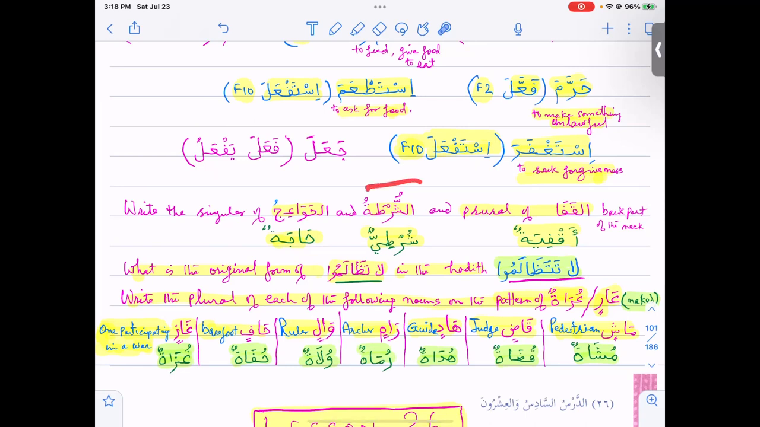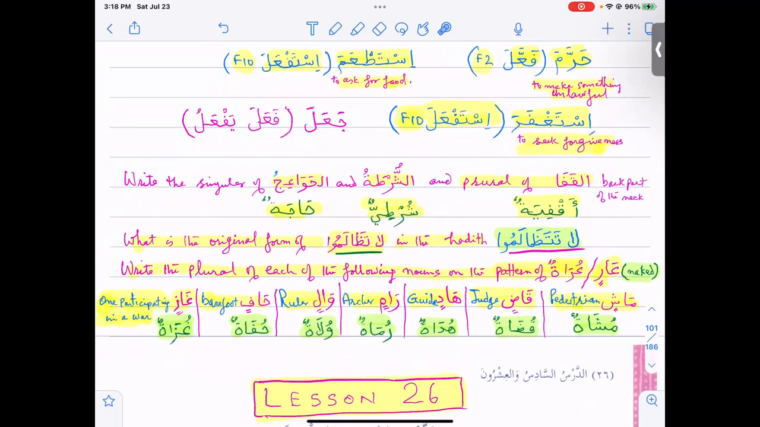Shurtatun is a plural. Policemen. Shurtiyun, one police officer. And the plural of Al-Kafa, the back part of the neck, Akfiyatun. Don't worry, brother. You will not need this again. Maybe sometimes. Here is a very beautiful thing.